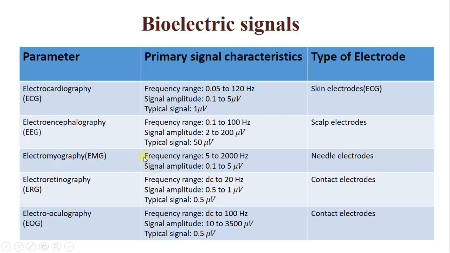Electromyogram, EMG, has a frequency range of 5 to 2000 hertz and the signal amplitude range is from 0.1 to 5 microvolt, and basically to get an accurate result we go for the needle electrodes. Electroretinography, as I told you earlier, ERG, the frequency range is DC to 220 hertz, signal amplitude of 0.5 to 1 microvolt, and the electrodes that can be used are the contact electrodes.